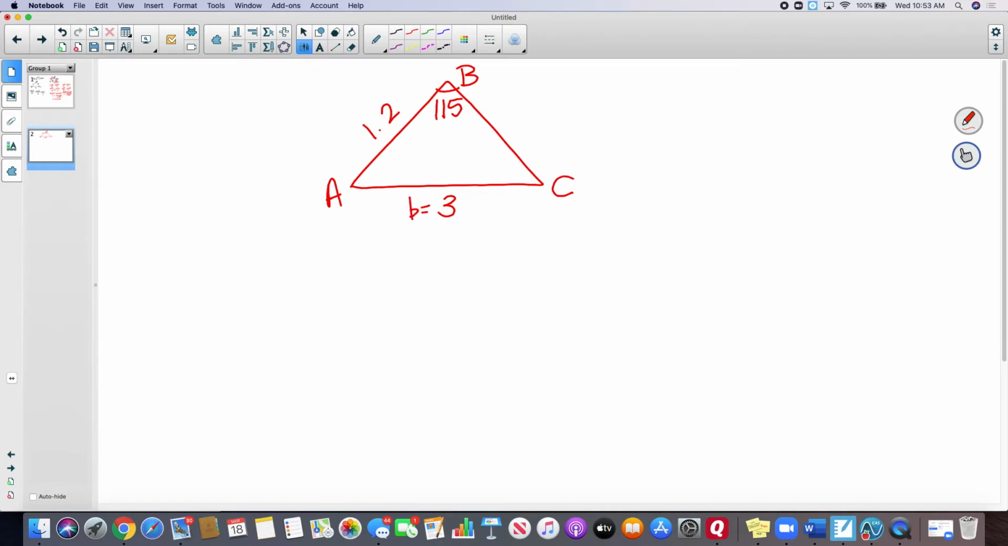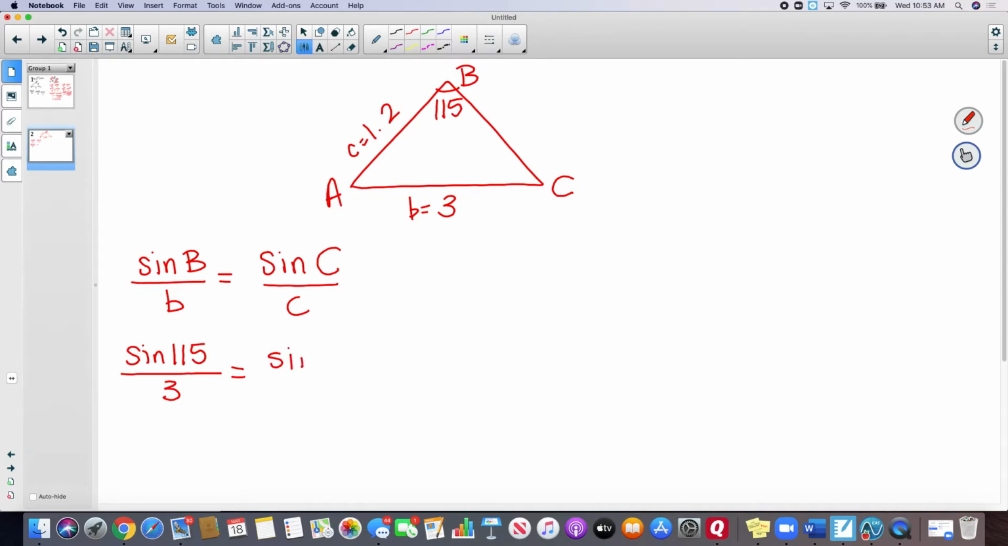So I'm going to use sine b over b equals, now I have nothing for a, so I can't do anything with a yet, but I do have little c. So I'm going to say equals sine c over c. So sine 115 over 3 equals sine c over 1.2.